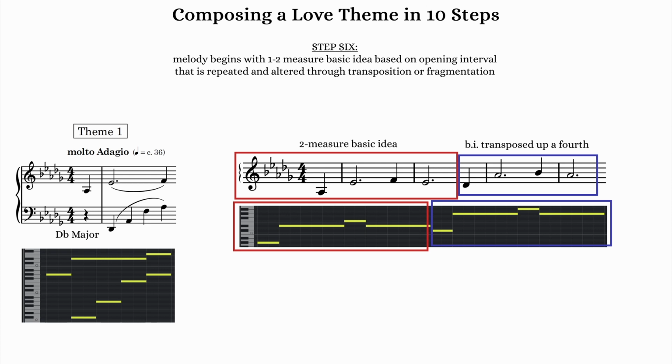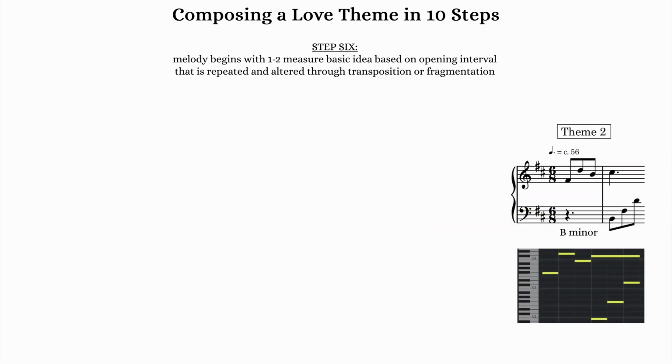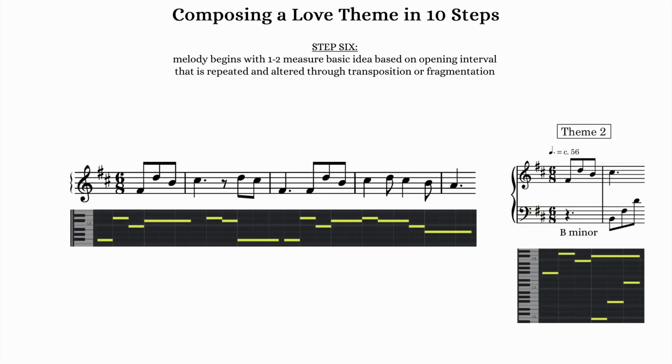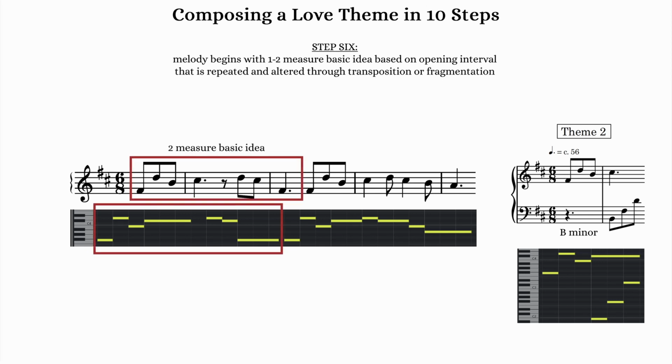I won't spend as much time going through the process for my second theme, but the same basic principles apply. Here I've written the first half of the melody, so that's the first 4 measures. The 2 measure basic idea ascends and then comes back down to the original pitch, the F sharp. I've also identified a tension note, the C sharp. It can function similarly to the E flat note in my first theme.